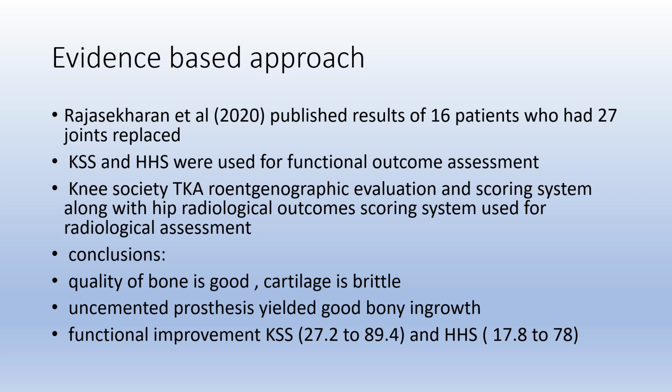The functional outcomes were assessed using the Knee Society score and the Harris Hip score for the knee and hip replacements, while the Knee Society radiological outcome score and the Hip Society outcome score were used for radiological assessment. The study concluded that the quality of the bone is good in any patient presenting with ochronotic arthropathy, while the cartilage quality is quite brittle, as expected in any arthritic joint.